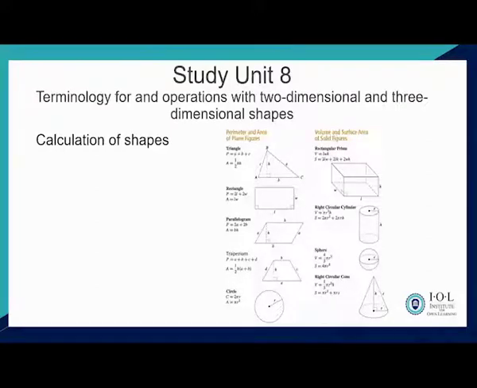If the length is 4, it's times 2. 4 times 2 is 8. If the width is 2, 2 times 2 is 4. So the perimeter is 12, for example. The area is the length times the width. So it's 4 times 2, it is 8. Okay, ensure that you know the differences. Especially the rectangle, the square, and those things you need to know.